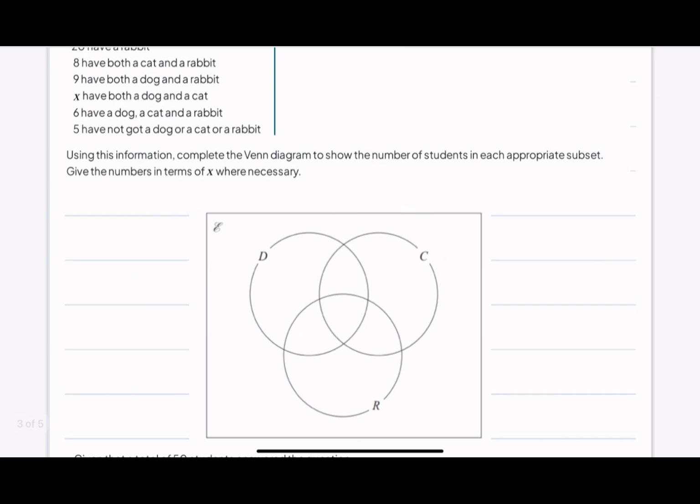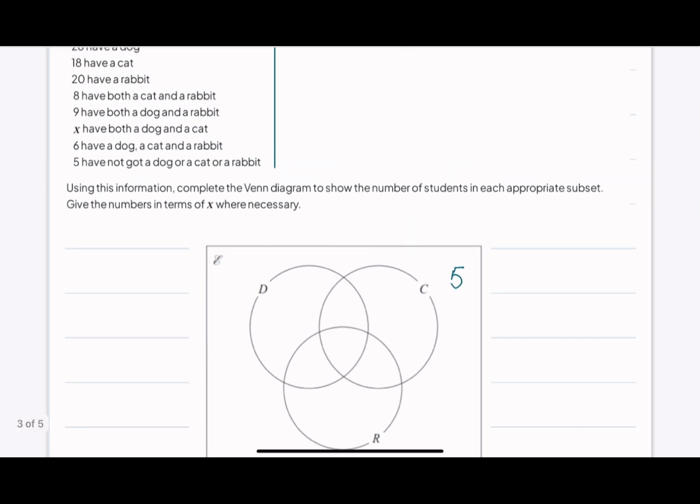5 have not gotten a dog, a cat, or a rabbit, so 5 people are outside the sets. 6 have a dog, a cat, and a rabbit. Now, X have both a dog and a cat. Please look at this line.